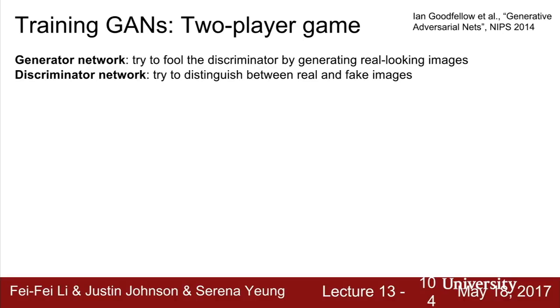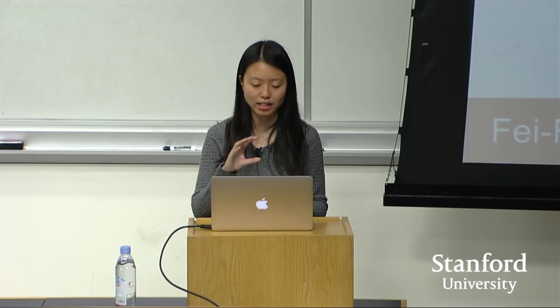And the way we're going to train and learn this network is to look at it as a two-player game. We have two players: a generator network, as well as an additional discriminator network that I'll show next. Our generator network is player one, and it's going to try to fool the discriminator by generating real-looking images. Our second player, the discriminator network, is going to try to distinguish between real and fake images. It wants to do as good a job as possible of determining which of these images are counterfeit, fake images generated by the generator.